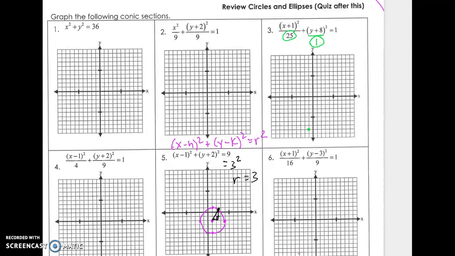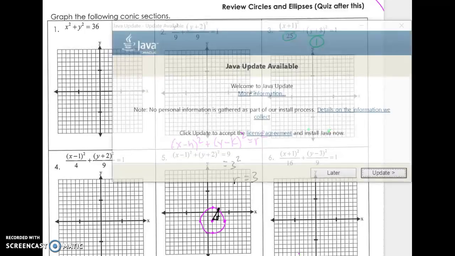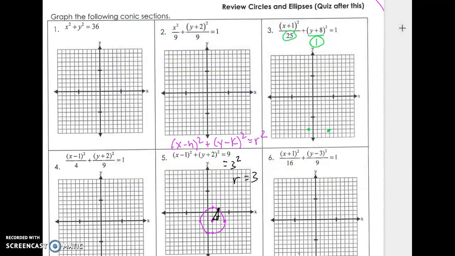And then because the 25 is bigger than the 1 and it's under the x, that means it's going to be a horizontal ellipse. So 1, 2, 3, 4, 5 to the right. 1, 2, 3, 4, 5 to the left. And then the 1 under the y means we're going to have to go up 1 and down 1 and then play connect the dots. And that's our ellipse graph.